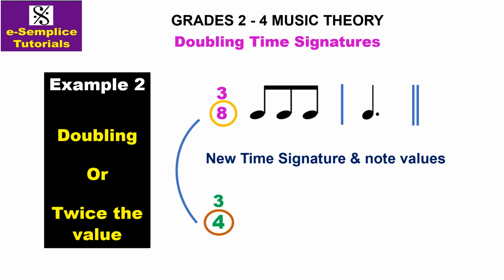Now let's double the notes one by one. Now the quavers above will become crotchets each, the bar line, and the dotted crotchet above becomes a dotted minim. The number of beats per bar remains the same, but the principal note changes.